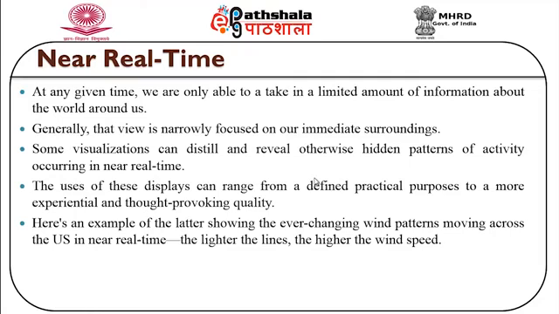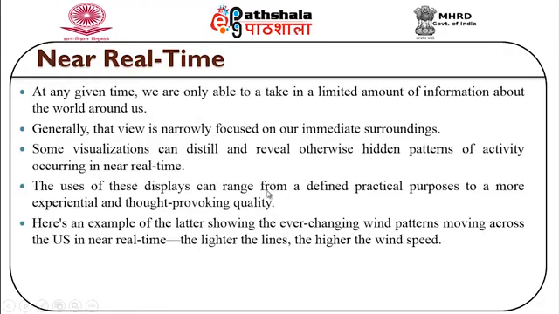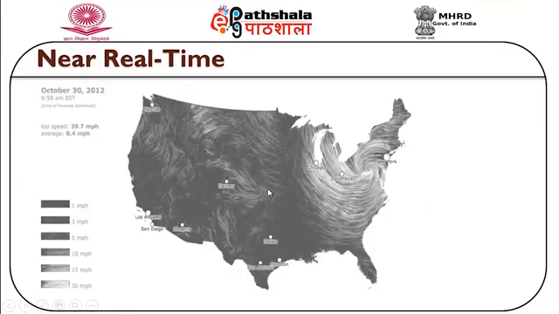The uses of these displays can also range from a defined practical purpose to a more experimental and thought-provoking quality. Here is an example of the latter, which shows the ever-changing wind pattern moving across the US in real time. The lighter the lines, the higher the wind speed. So this is an example of the near real-time scenario which is being represented in the form of a map.